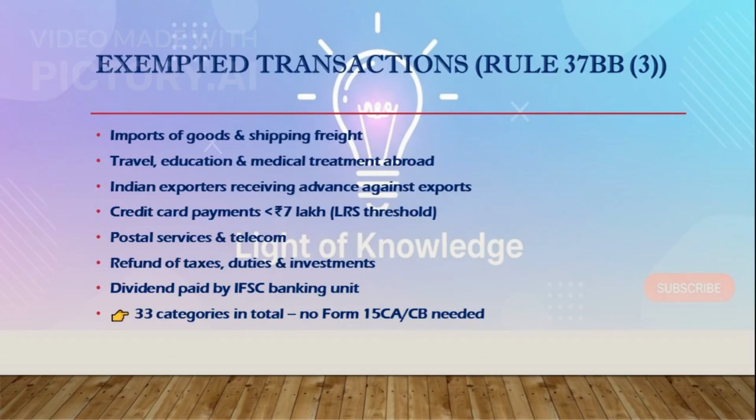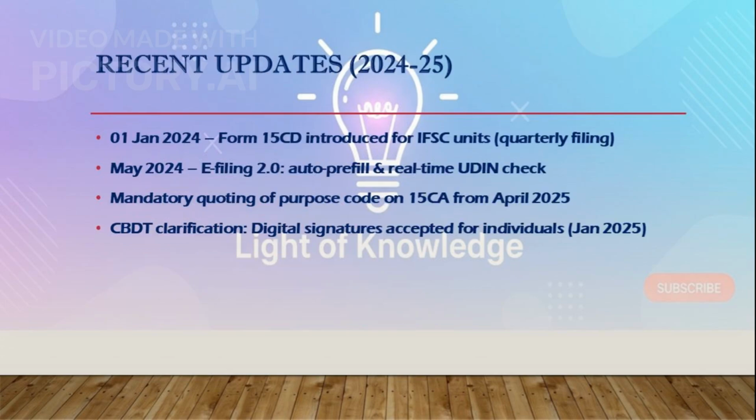Keep the schedule handy. If your transaction squarely fits in the list, bankers will only need a simple declaration. No 15CA, CB, speeding up the remittance. Stay alert. Rule 37BB notifications are frequent. The takeaway: process is moving fully online and banks are integrating APIs to pull acknowledgement numbers directly.